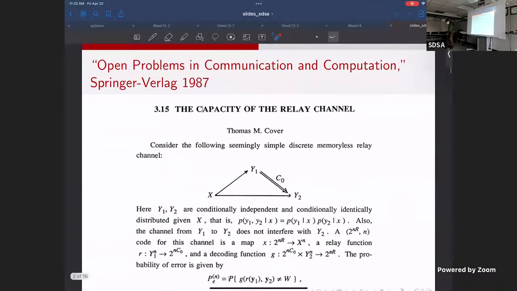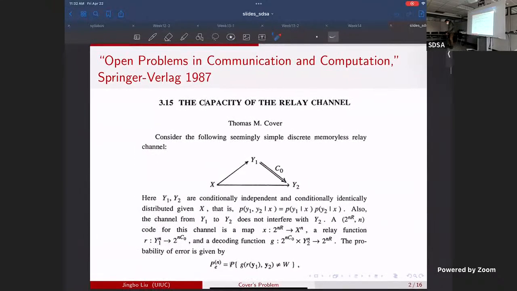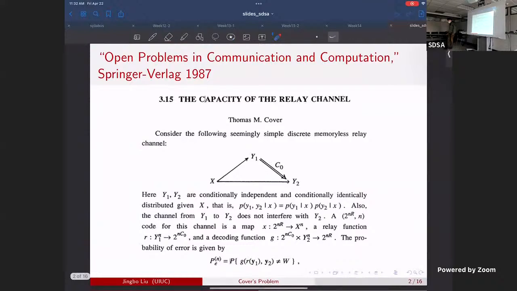So the problem we are looking at is this relay channel problem. In 1987, there was a book called Open Problems in Communication and Computation, published by Springer-Verlag. And in this book, Tom Cover asked this question about the relay channel.